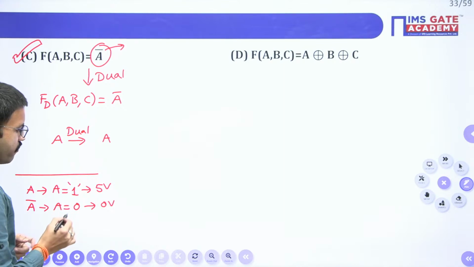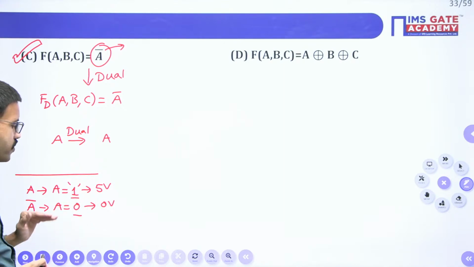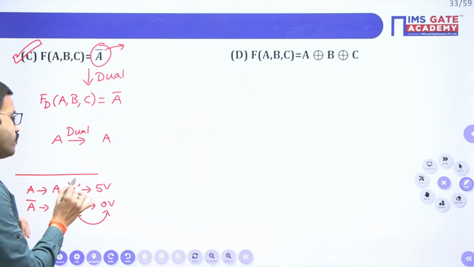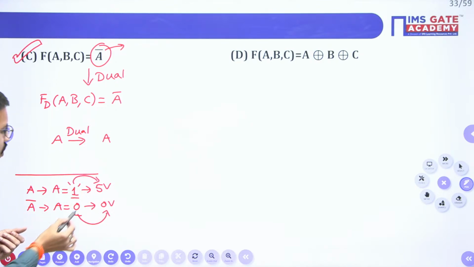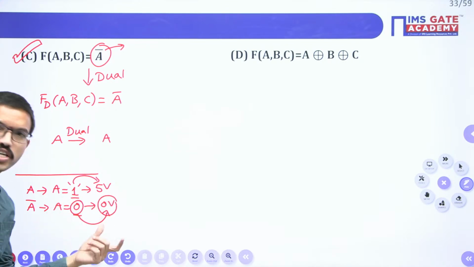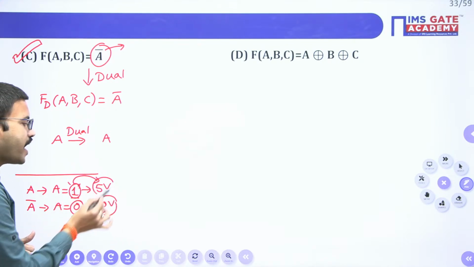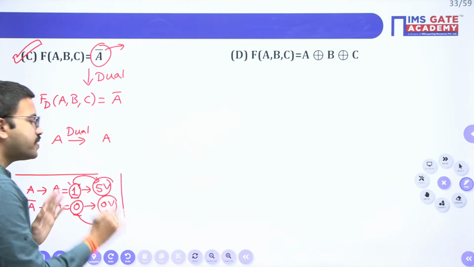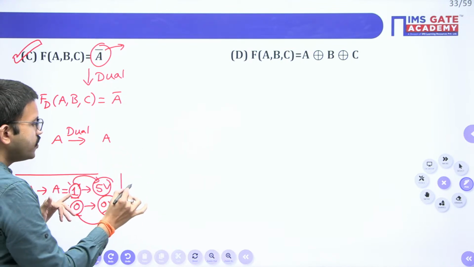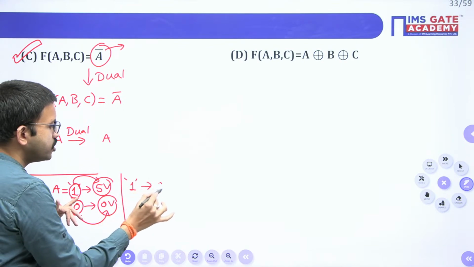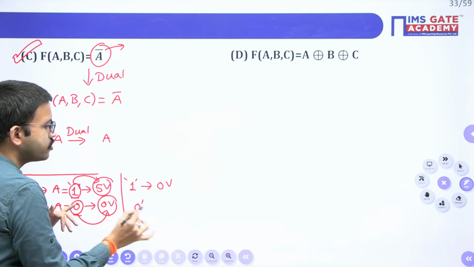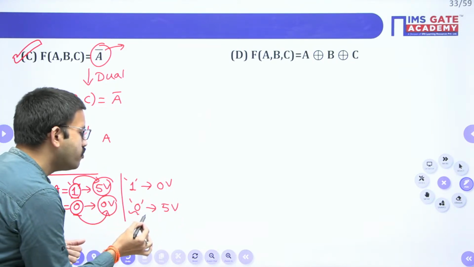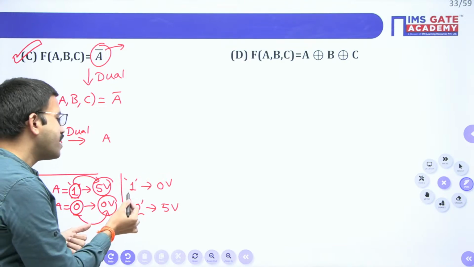That means when you are having two values 0 and 1, bit value 0 we are representing with 0 volt, bit value 1 we are representing with 5 volt. That means the lower value we are representing with low voltage and the higher value with high voltage. This is called positive logic. And you can represent the opposite also. If you are having bit value 1, you can represent 0 volt. If you are having bit value 0, you can represent 5 volt. Now what is happening here is you are representing the low value with the high voltage and the high value with the low voltage.